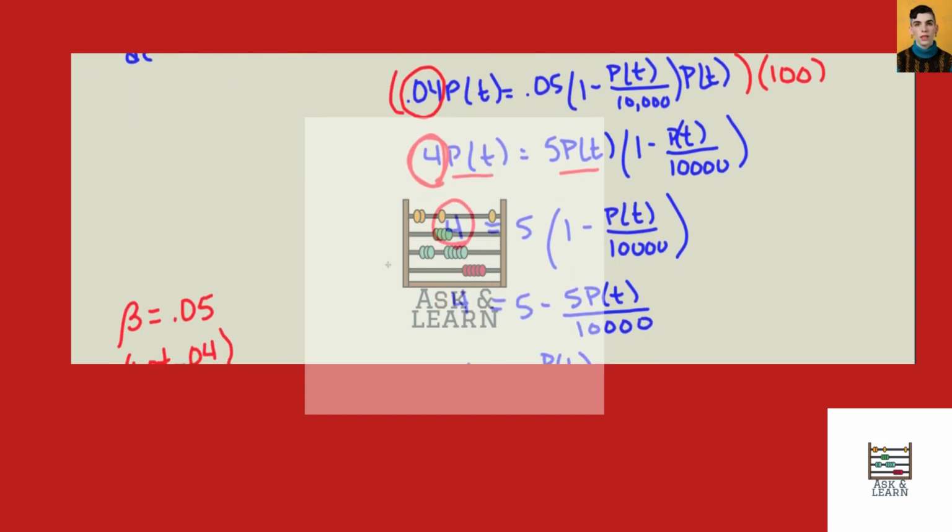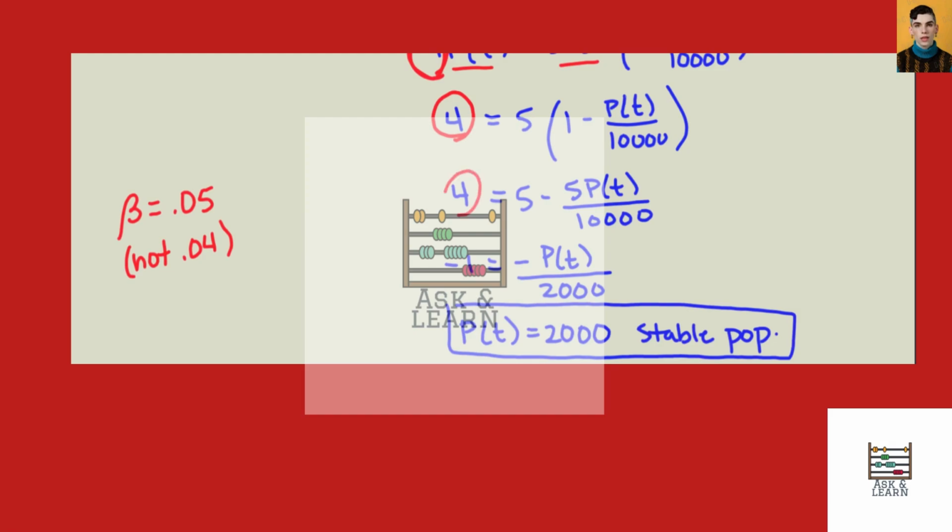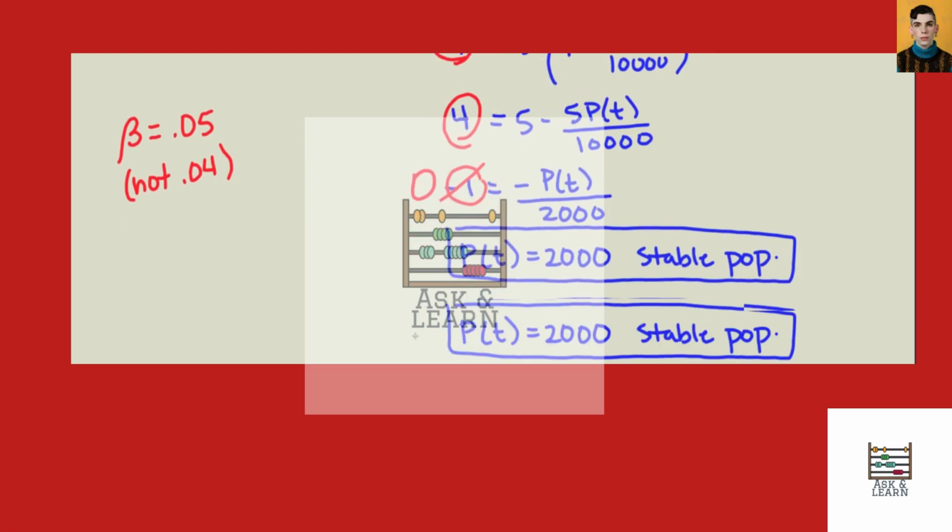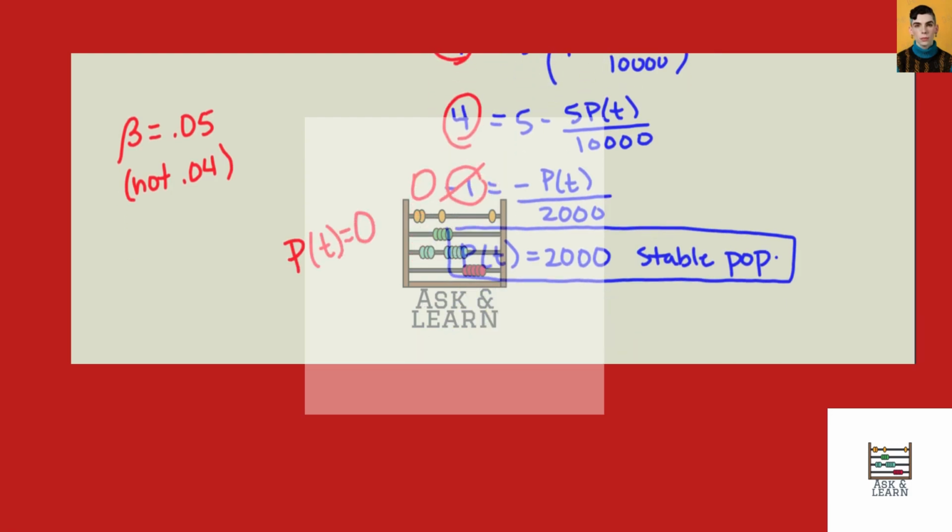And at that point, we would subtract 5 from both sides, and this would be a 0. Then we would multiply both sides by negative 2,000, and we would get the population is 0. And that would tell us that basically there's no way to have a stable population with that beta value.